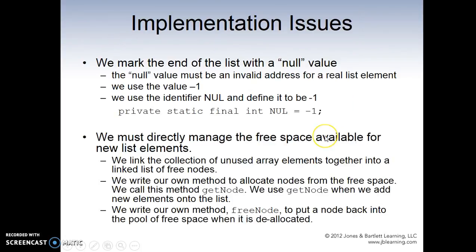Now there's a problem here if we're using -1. We mark the end of the list with the null value. The null value must be an invalid address for a real list element, so we use the value -1. We use the identifier null and define it to be -1. And we set this as a private static final constant named null, as an int.